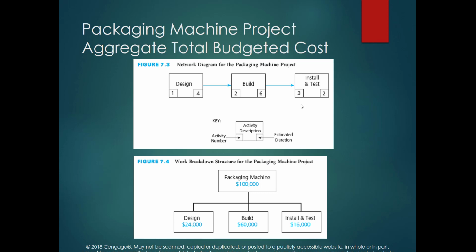And you can see the work breakdown structure of this project. The WBS of this project is very simple. We have three work groups: design, build, and install and test. And the cost associated with each of these work groups is determined. So you can see design is going to take $24,000, build is going to take $60,000, and install and test is going to take $16,000. And if you add them up, it is going to take $100,000.